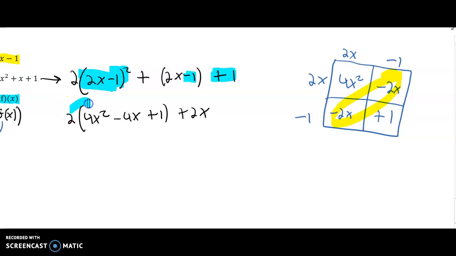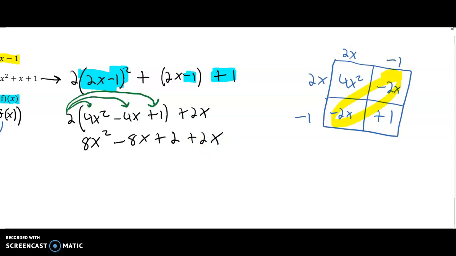Okay, now I want to distribute this 2 here. So I have 8x squared minus 8x plus 2 plus 2x. Let's combine like terms. Negative 8x and positive 2x is negative 6x. So I have 8x squared minus 6x plus 2.